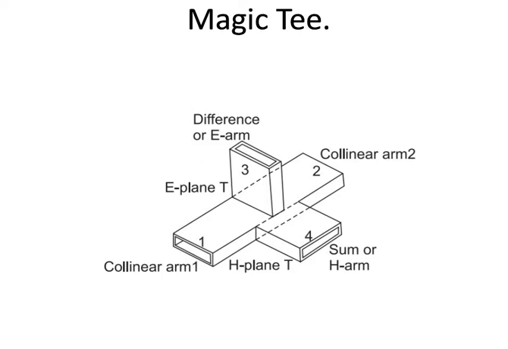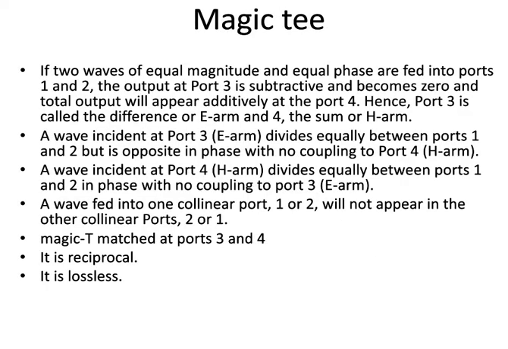Before that, let's see the naming convention in this network. This has four ports. So port 1 and port 2 are called the collinear arms. Port 3 is called the E arm and port 4 is the H arm. We'll see the properties of this network.